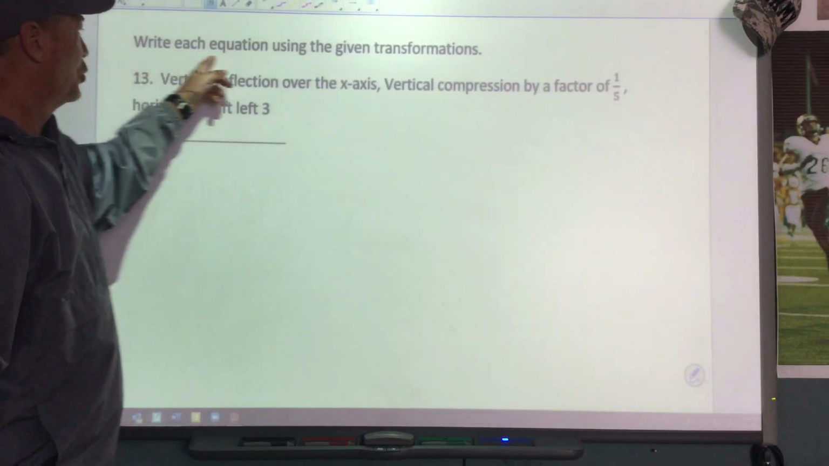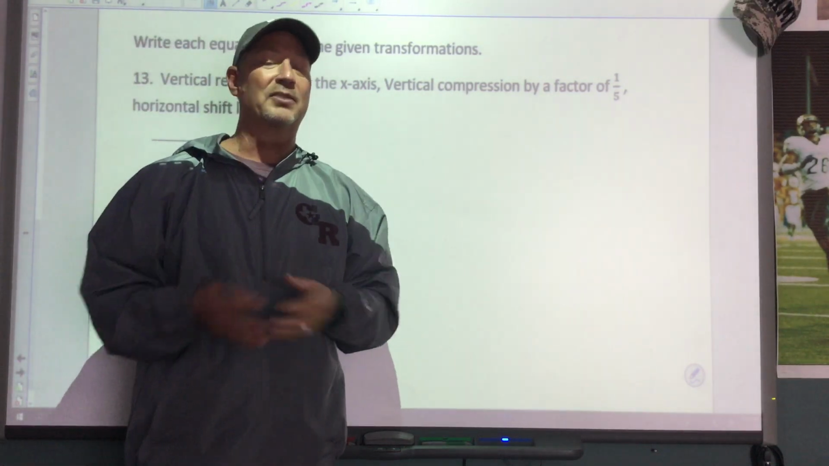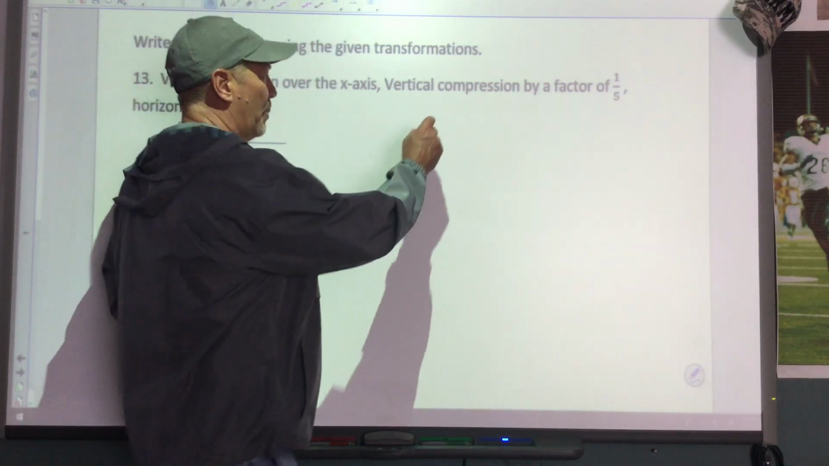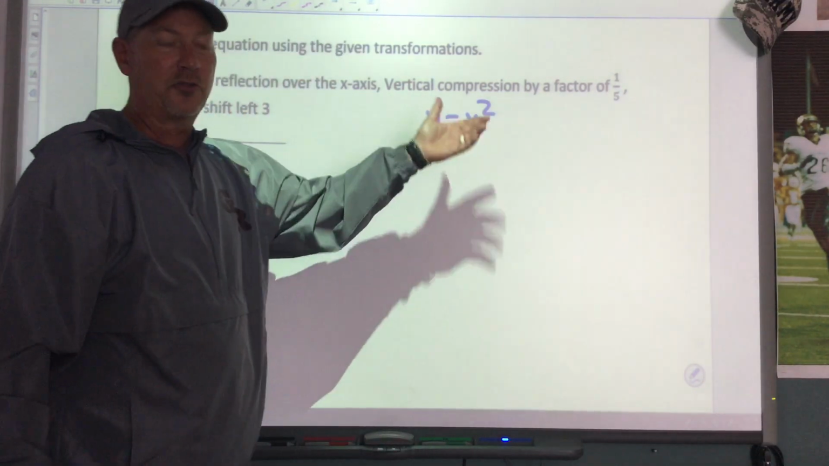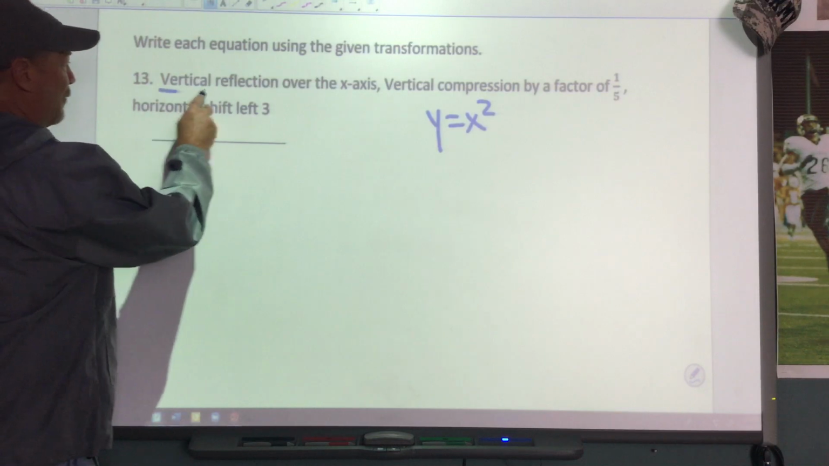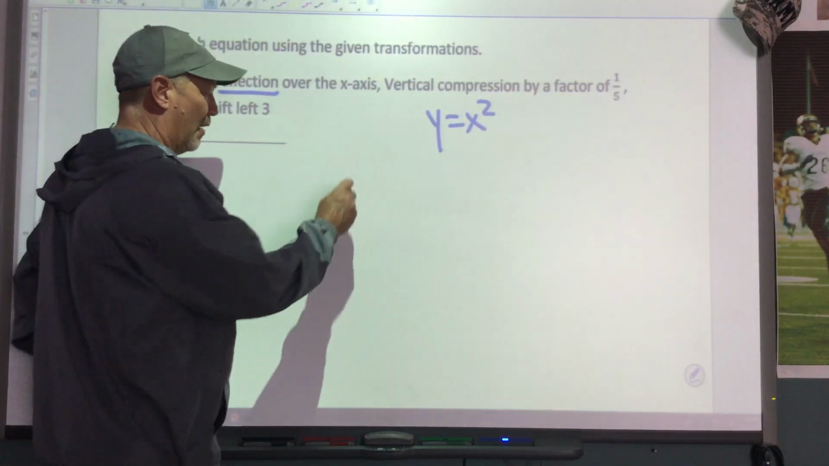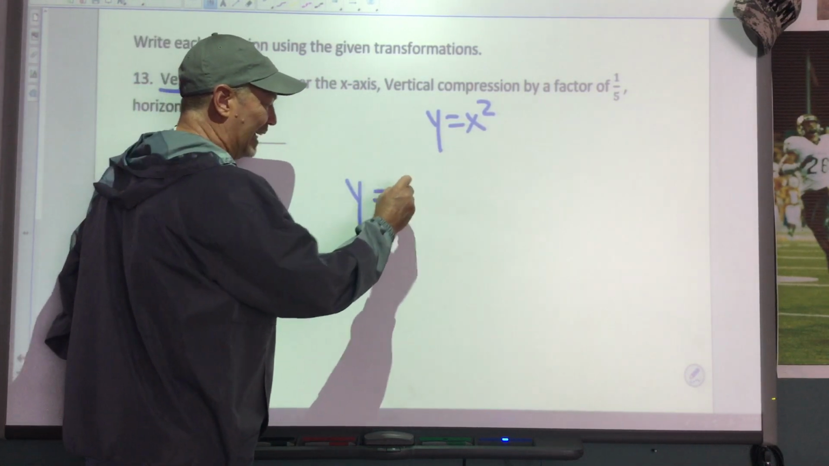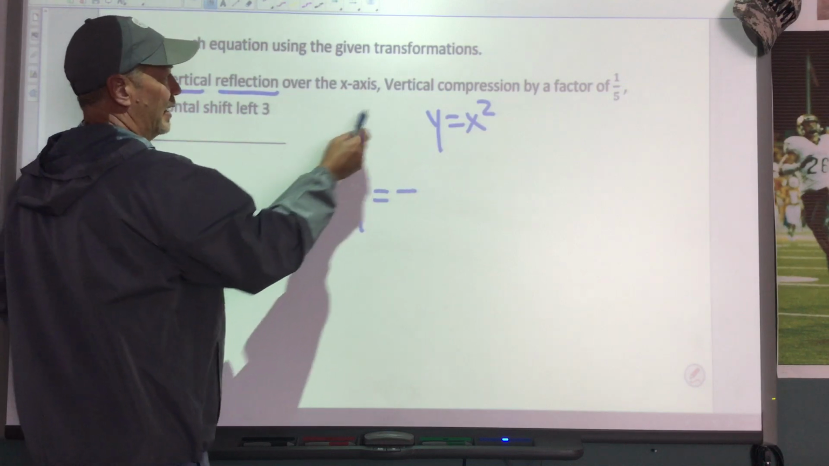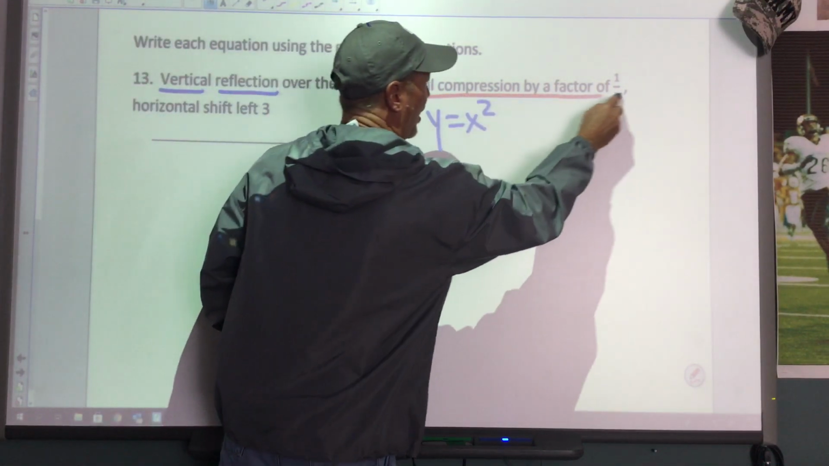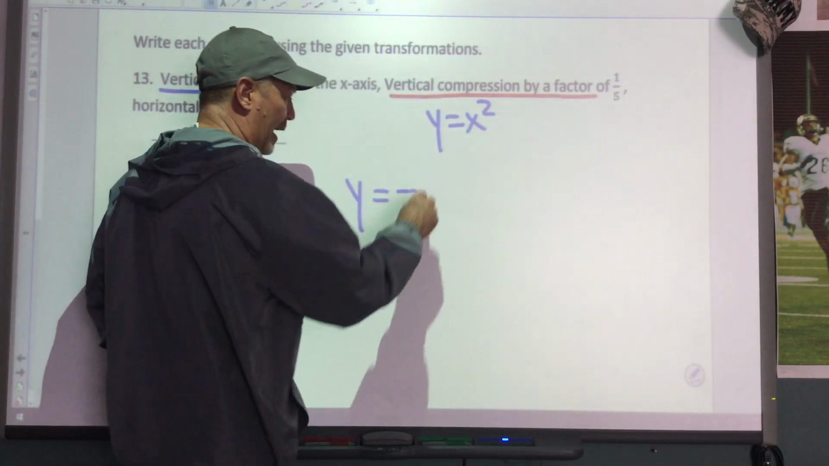All right, so they're going to ask you to write the equation using the transformations. Now we're just going to go backwards. This is what you've already done. We know that the parent function has to look like this guy, but we're going to apply the transformations. What does it say? We have a vertical reflection. What does a vertical reflection mean? We're going to have y equals a negative. That means we have the vertical reflection. It says we have a vertical compression by a factor of 1/5. So we're going to have 1/5.